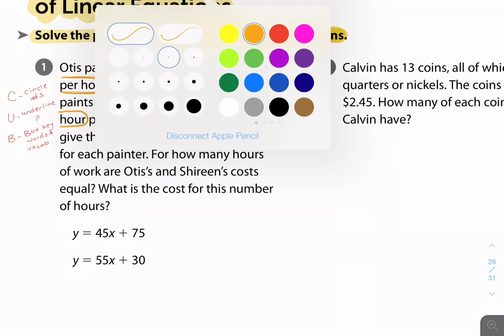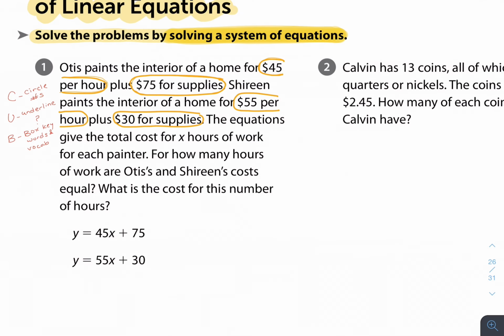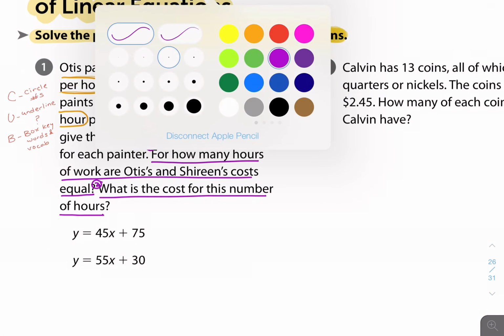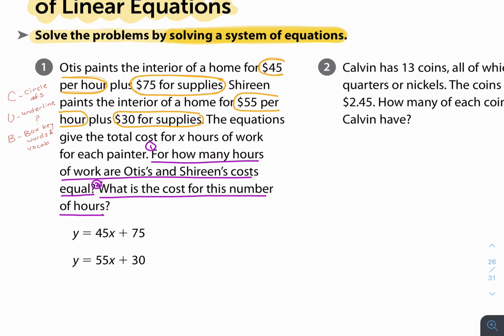I'm moving on to underlining the question in a different color. Boom. So I have, for how many hours of work are Otis's and Shireen's costs equal? That's question number 1. And what is the cost for this number of hours? That's question number 2. 2 questions, that means I'm going to have 2 answers. All right, I have underlined my questions, and now it's time to box key terms and vocab.